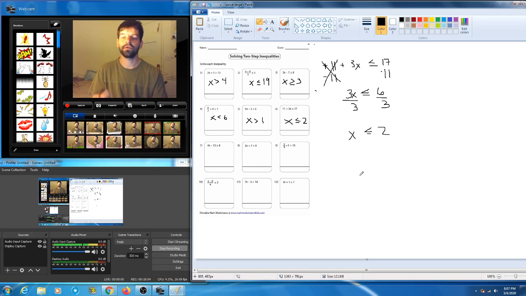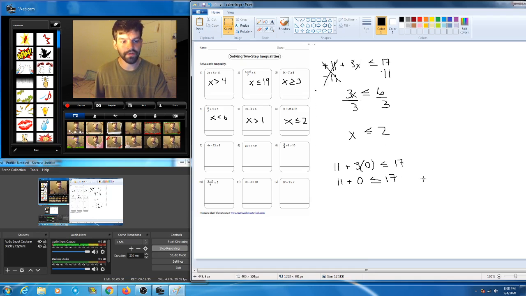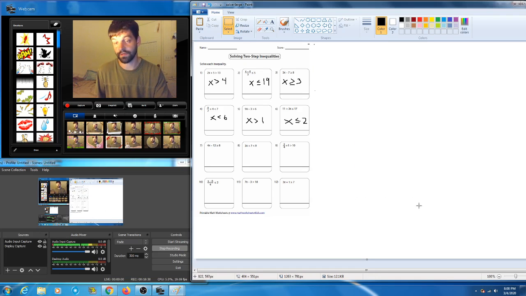Now, here's an example, again, where 0 is a really friendly number to try out. So I'm going to go ahead and substitute in 0 for this inequality and make sure that my solution satisfies and is a true statement. So I'll put in 0. And so 11 plus, well, 3 times 0 is 0, less than 17. And 11 is definitely less than 17. So again, you'll pick up these ways of figuring out which numbers will definitely help you out to make sure your solution works.